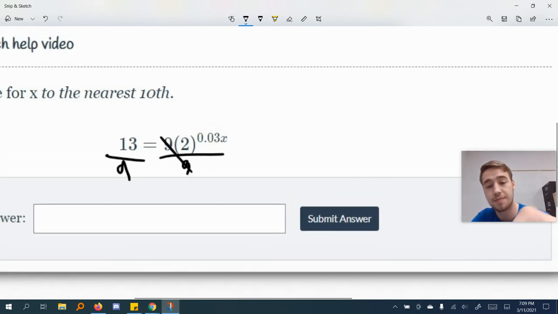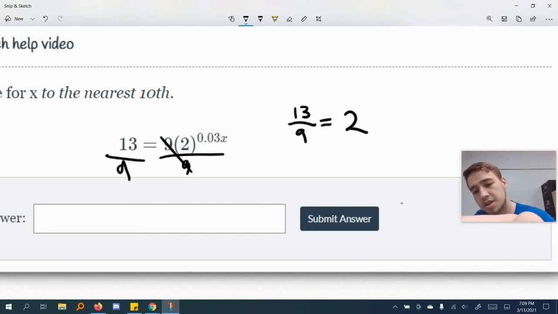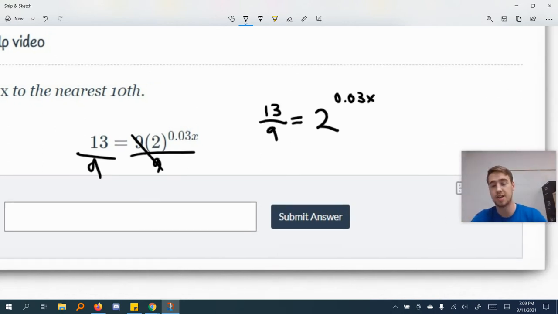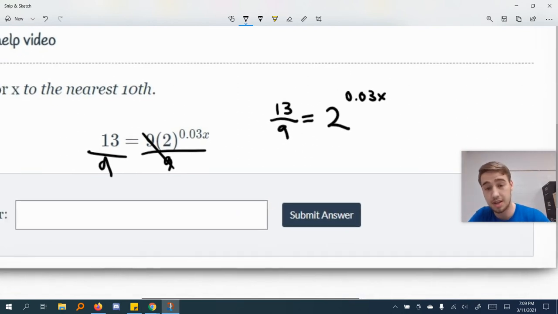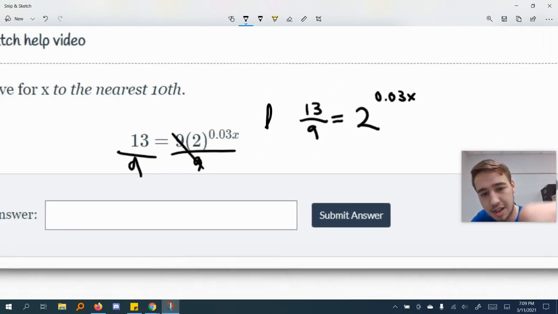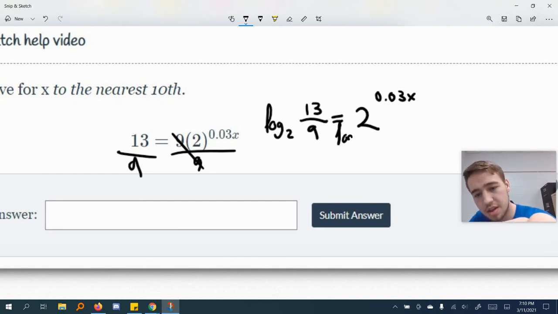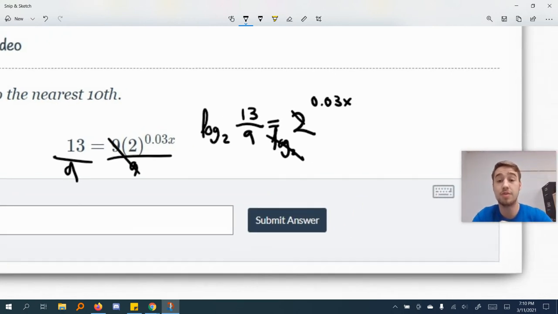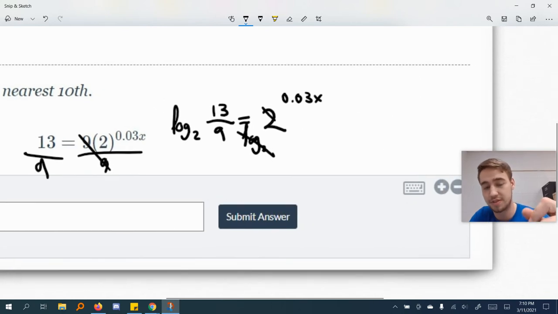So we're going to get 13 over 9 equals 2 to the 0.03x. So the way we're going to do that is, again, take the log base 2 of both sides, cancel it on the right, and we end up with 0.03x is log base 2 of 13 over 9.